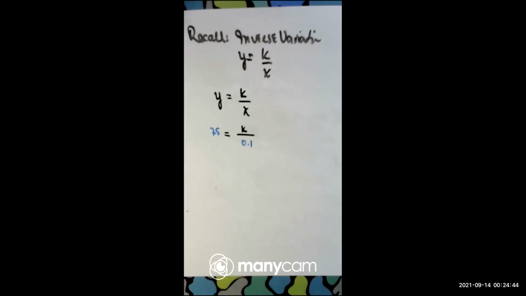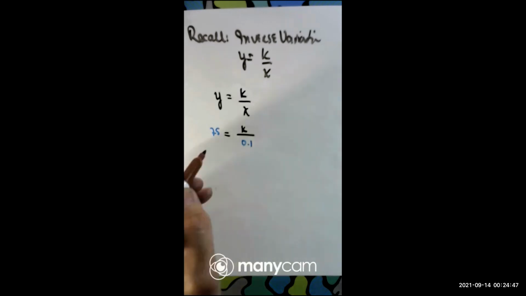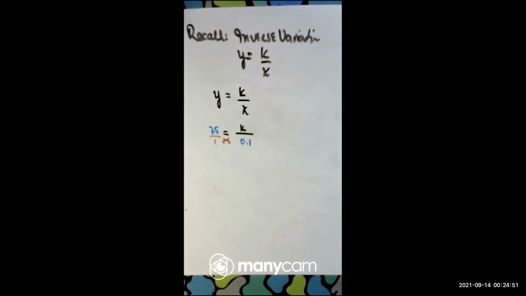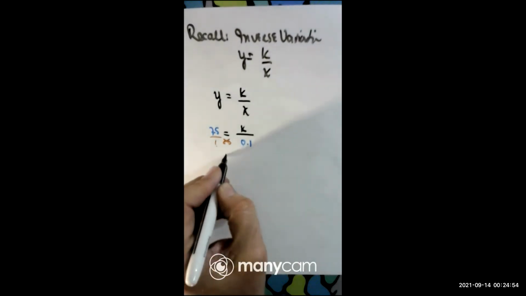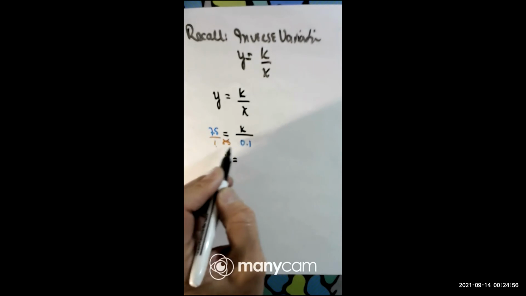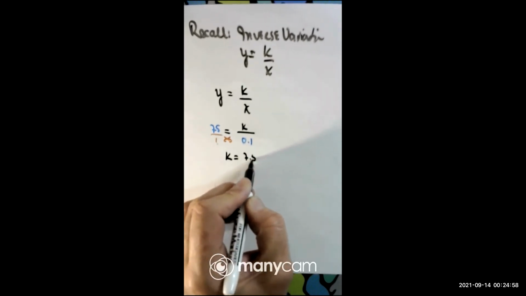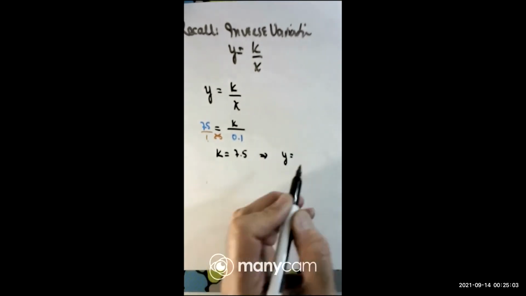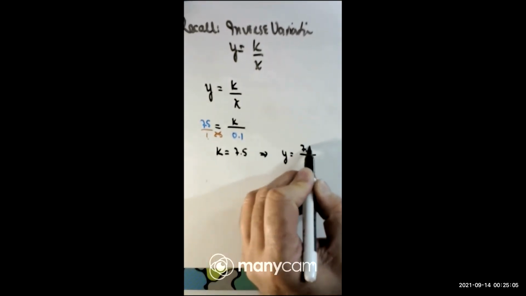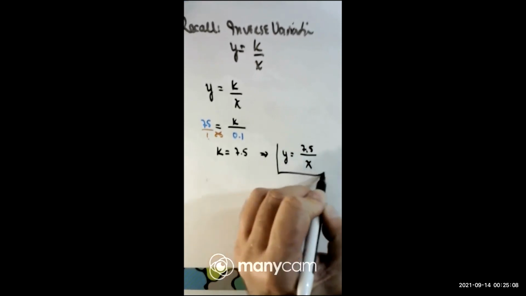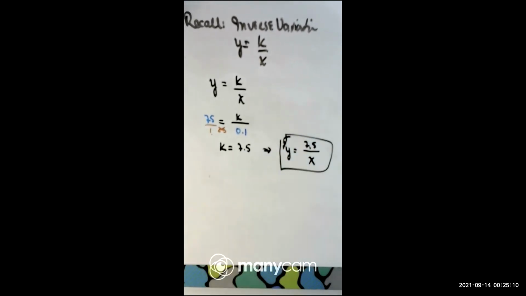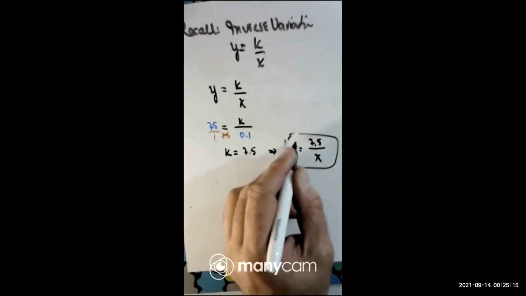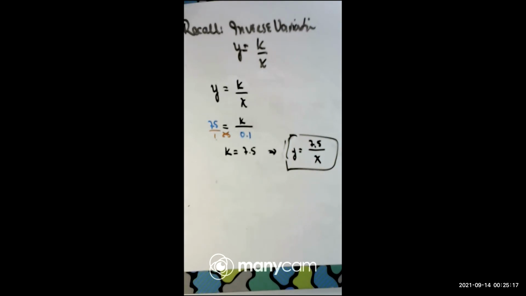So this one is very easy. We remember 75 over 1, so we cross multiply: K times 1 equals K, equals 75 times 0.1. We just move the point, so it will be 7.5. And then the equation will be y equals, how much was K? 7.5 over X. And this is my equation, where 7.5 is, of course, K. Let's go ahead and do one more problem.